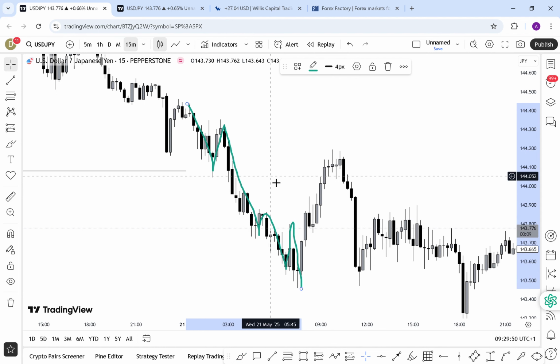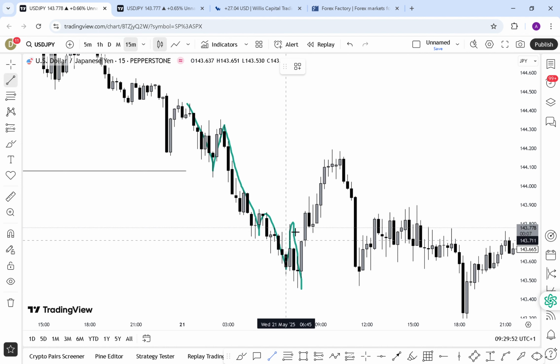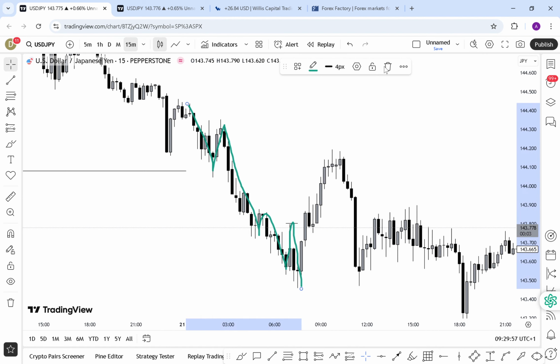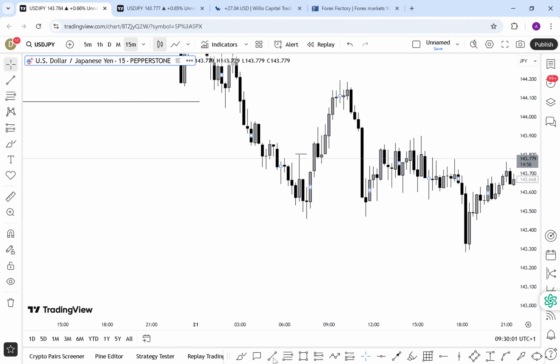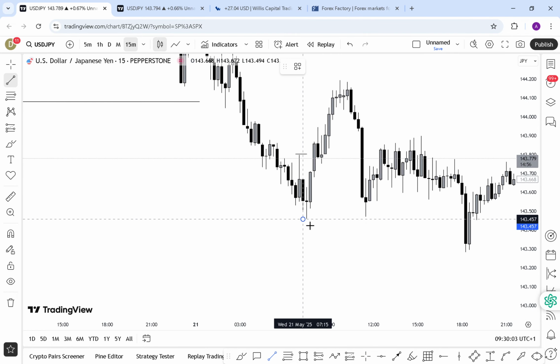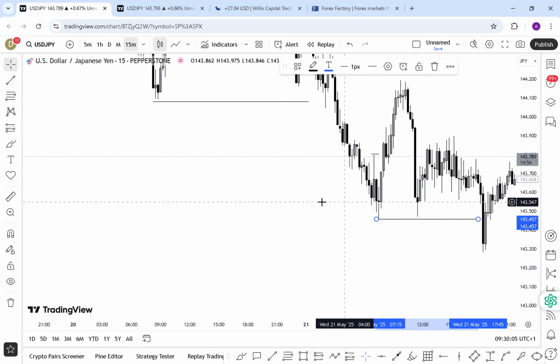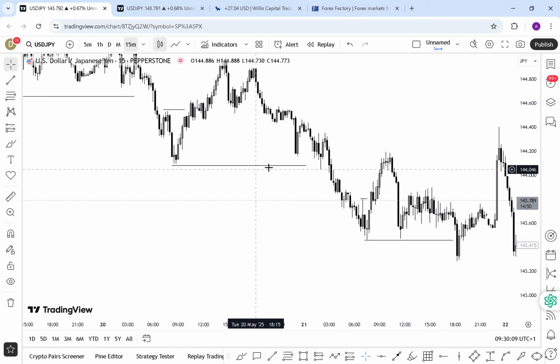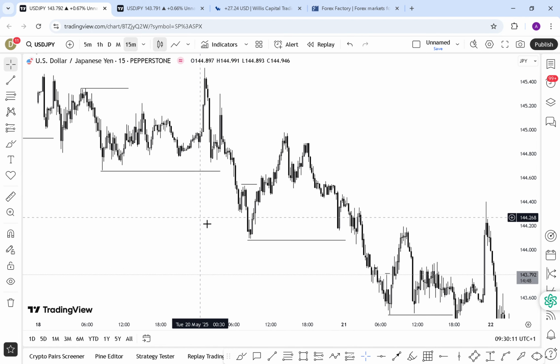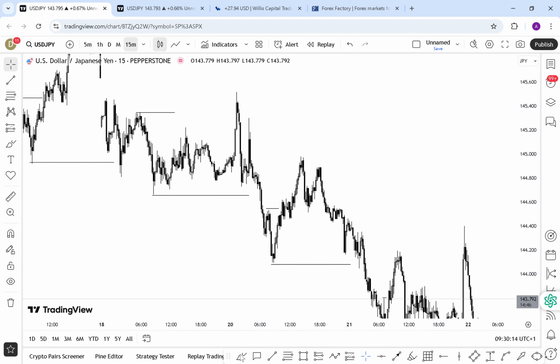So it means that where is our last pullback? This level. So this level serves as our inducement. So we wait for market to go back and take out this level and do what? And close below this level. So in some cases, markets go far like this. For example, in this scenario now, look at this.